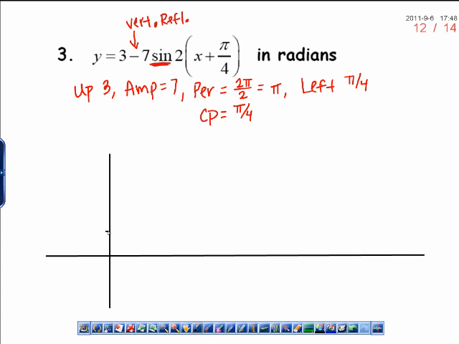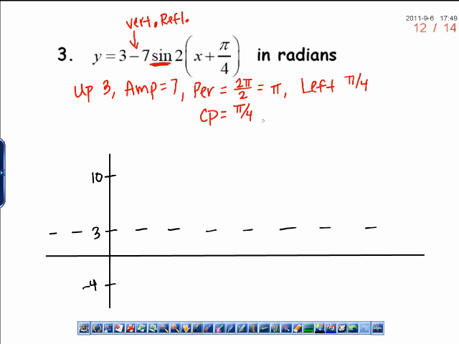Since I'm up 3, let's mark that. That's now my sinusoidal axis. And I'm going to go up and down 7 for the amplitude. So I'm going to go up all the way to 10 since I add 7. If I subtract 7, I'm down here at -4. This is how high and how low my graph is going to get. So at this point you can go ahead and write down the range if you wanted to.